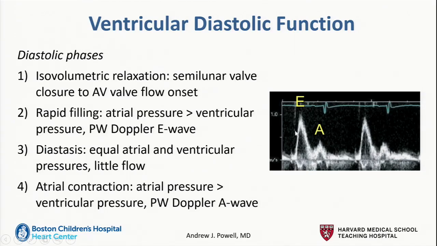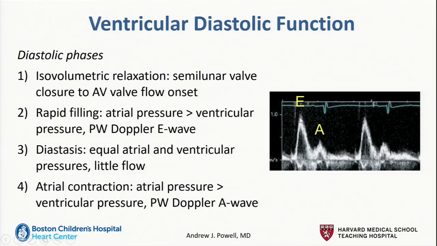The next phase of diastole is rapid filling. So now the AV valve opens, the atrial pressure is larger than the ventricular pressure. In part, this is because as the ventricle relaxes, it creates a bit of a suction effect. And so with atrial pressure higher than ventricular pressure, blood flows in through the mitral valve, and on pulse wave Doppler, looking at mitral valve flow, that's what creates this E wave, E for early.